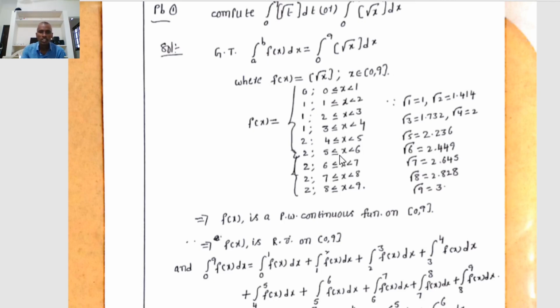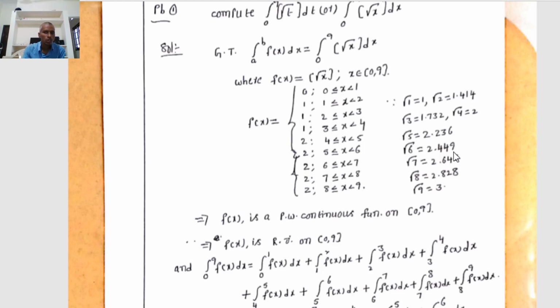Similarly, 5 ≤ x < 6, where √5 = 2.236. Suppose x = 5, √5 = 2.236, therefore the integral part of 2.236 is automatically 2. It lies between the two integers 2 and 3. Therefore, 5 ≤ x < 6 implies the integral part of √x equals 2.